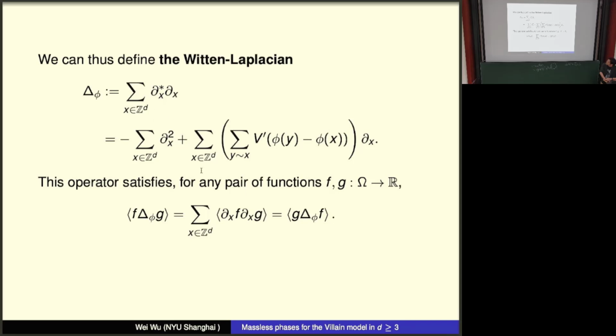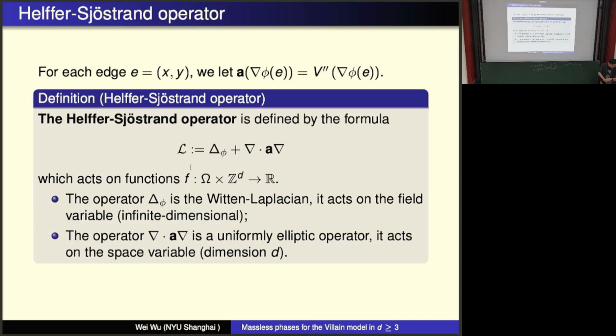So this is the Helffer-Sjöstrand Laplacian operator. And on top of that, there will be another term, which is the more usual elliptic operator when you see a PDE. So this is an operator which has a discrete divergence, and A of grad phi is the second derivative of V times grad phi, times the gradient. Okay, so the good thing is that if V is uniformly convex, then both parts are uniformly elliptic. So there are more tools from PDEs that we can use to study the behavior of the model.